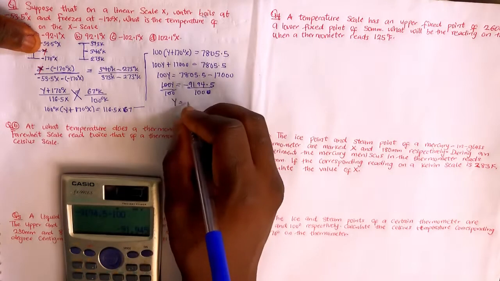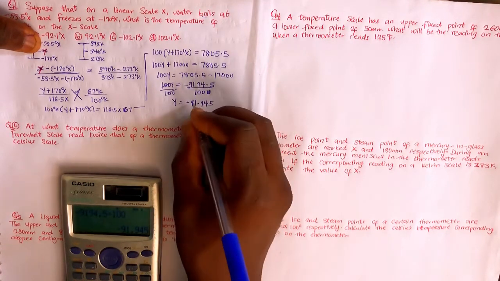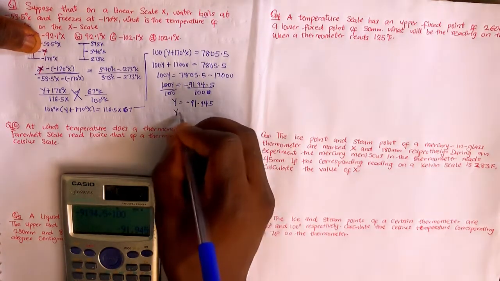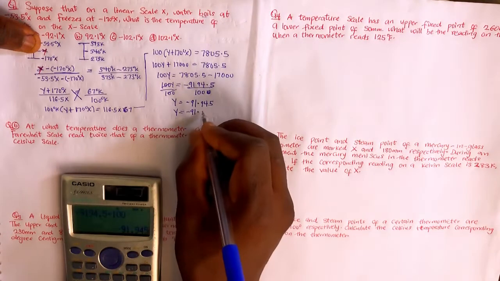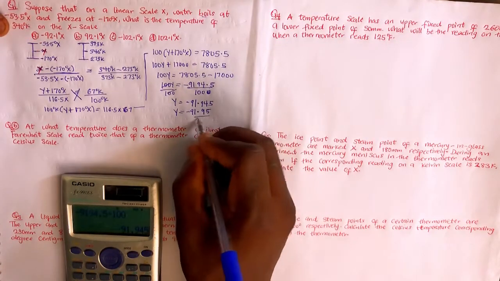So the answer in this case is what? That's minus 91.945. So you can actually approximate it. That's y equals to minus 91.95. Answer is very simple. So let's go ahead and pick the answer in this case.